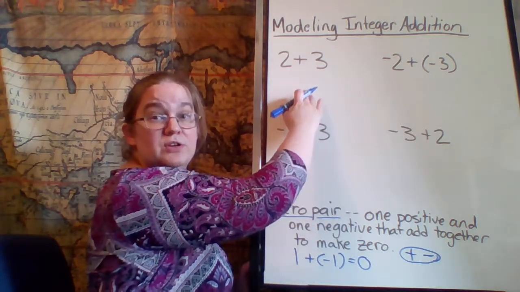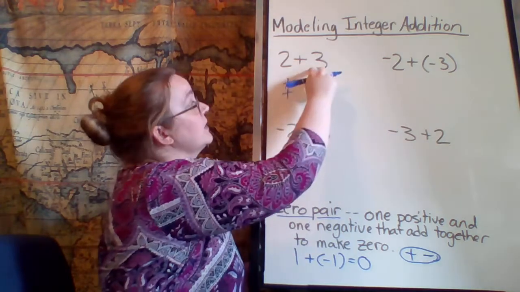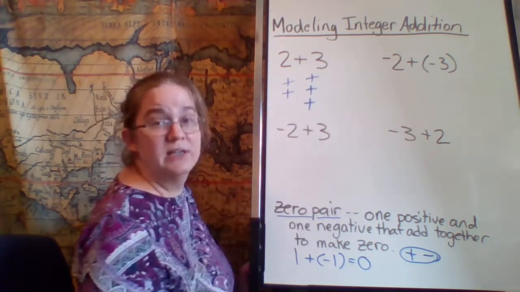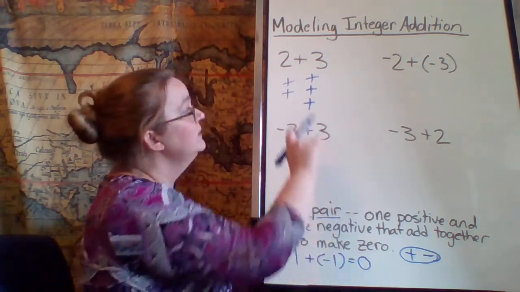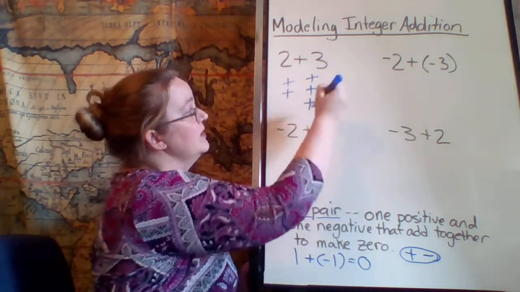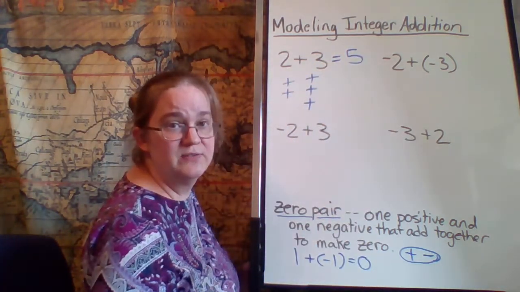So we'll start with the one that you're familiar with. I've got two positives plus three positives. Can I make any zero pairs? Well, since they're all positive numbers, the answer is no. So I just add it up. I've got 5 positive, so it's just positive 5.